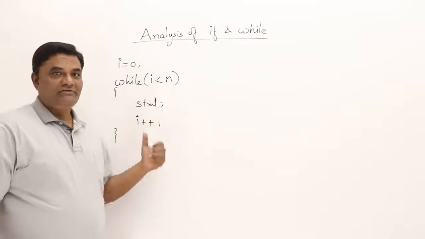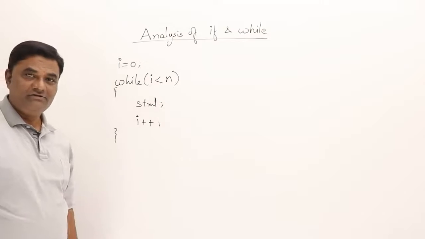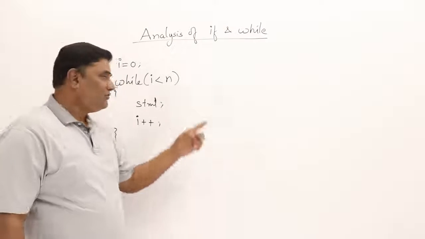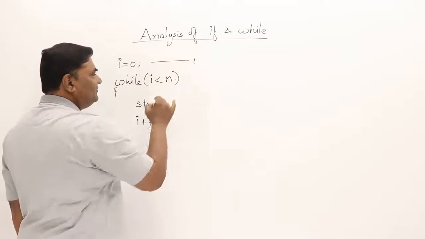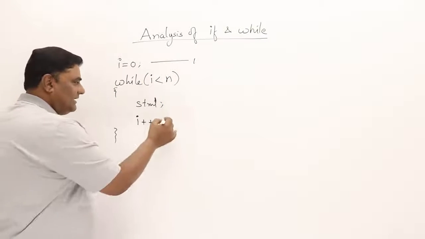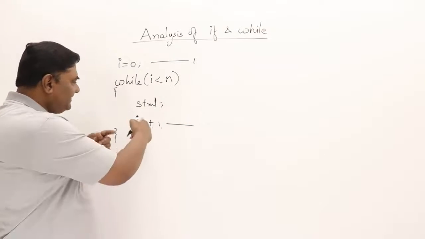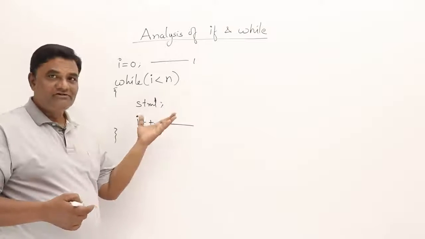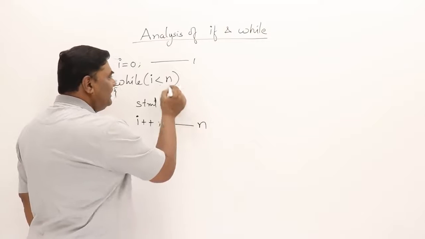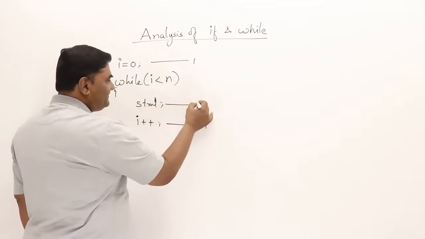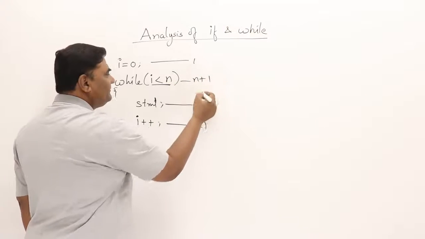I have written a piece of code using a while loop. I have to analyze how many times this will execute. What is the time complexity of this one? I want to know how many times this statement will execute. Initially I is 0. This will take 1 unit of time. And I plus plus, how many times will this repeat? See, I plus plus is just incrementing every time. So simply without tracing this, I can say that this will repeat for n times. How many times will this statement execute? Again, n times only. And how many times will this execute? n plus 1 times.